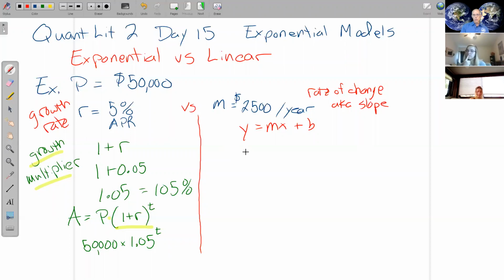Just kind of depends. So in this case, I would get y is equal to the 2,500. X is my years in this case, plus the starting amount, which is my $50,000. So just a reminder about what these numbers mean. So this one is my initial value, my starting amount. Sometimes it's called the y-intercept, right? And this one right here is my slope, okay? Now, both models need a starting amount. With the exponential models, the starting amount is a multiple. With the linear models, the starting is an addition.